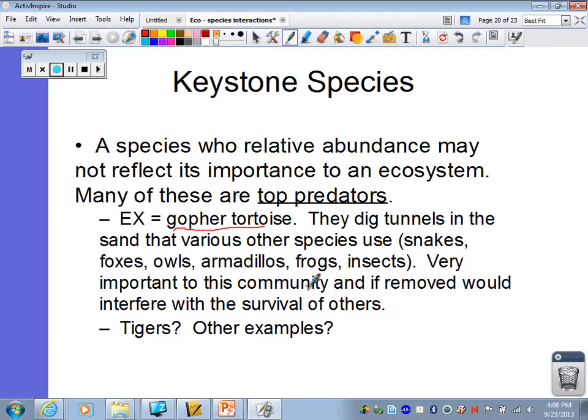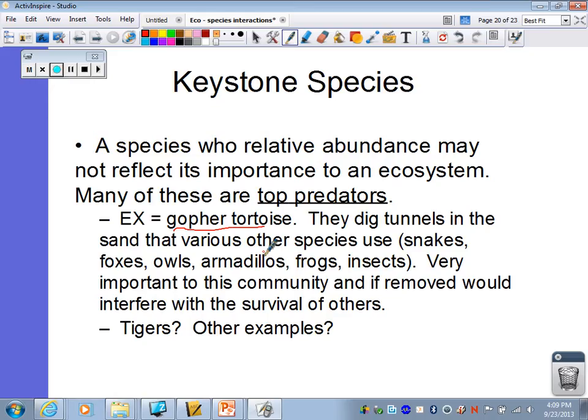Another example similar to that would be beavers, with them damming up the water. You don't think of a beaver being all that important to the ecosystem, but because of the damming of the waters and because of all the other species who depend on these dams, if they were to have a large die-out, it would really affect a lot of the other species. Alligators do a similar thing in terms of engineering the environment.